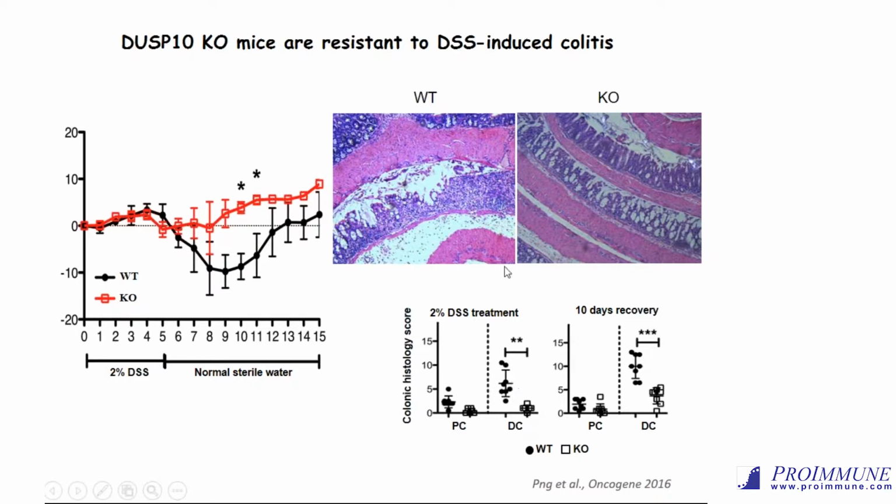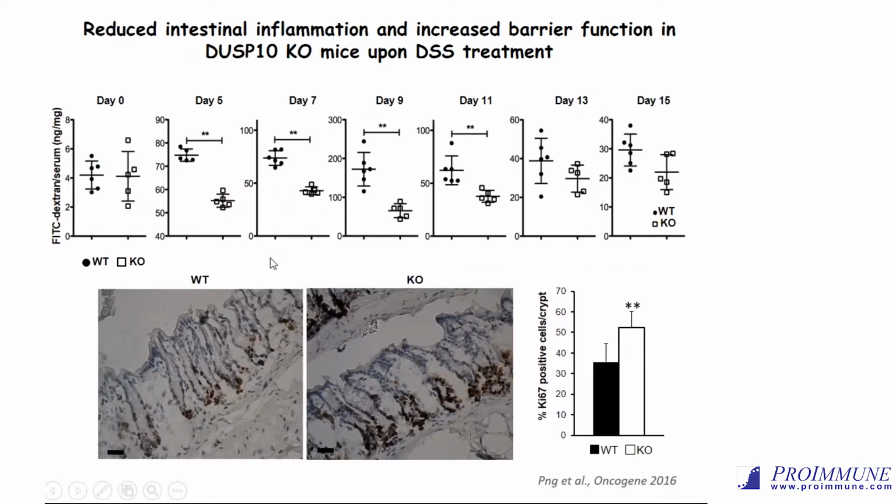And this histological score was presented at the bottom. So this tells us the knockout mice somehow are able to keep the architecture of the gut and to be more resistant to colitis.